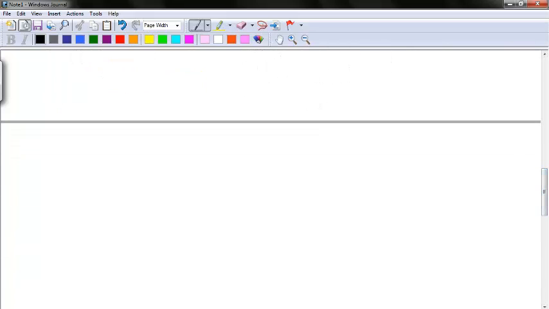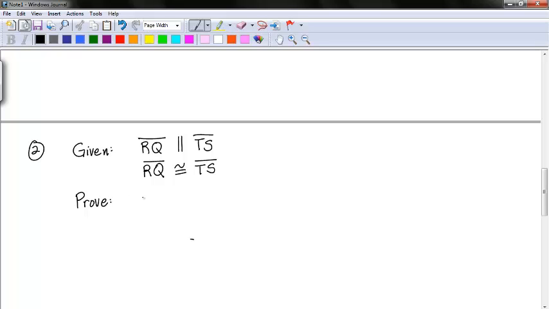Okay. Same thing. We're going to do a two-column proof. Let's say you're given segment RQ is parallel to TS, and segment RQ is congruent to segment TS. What they want you to prove is angle Q is congruent to angle S.